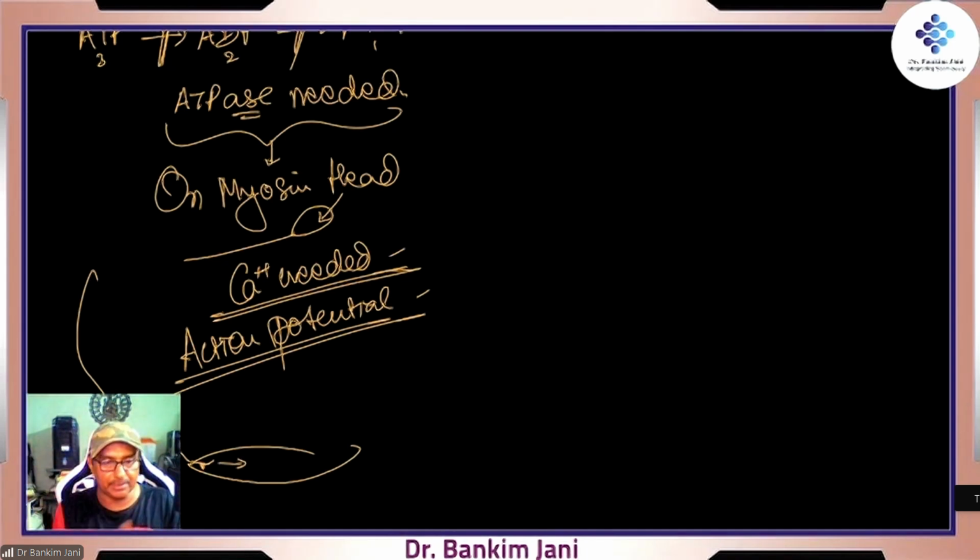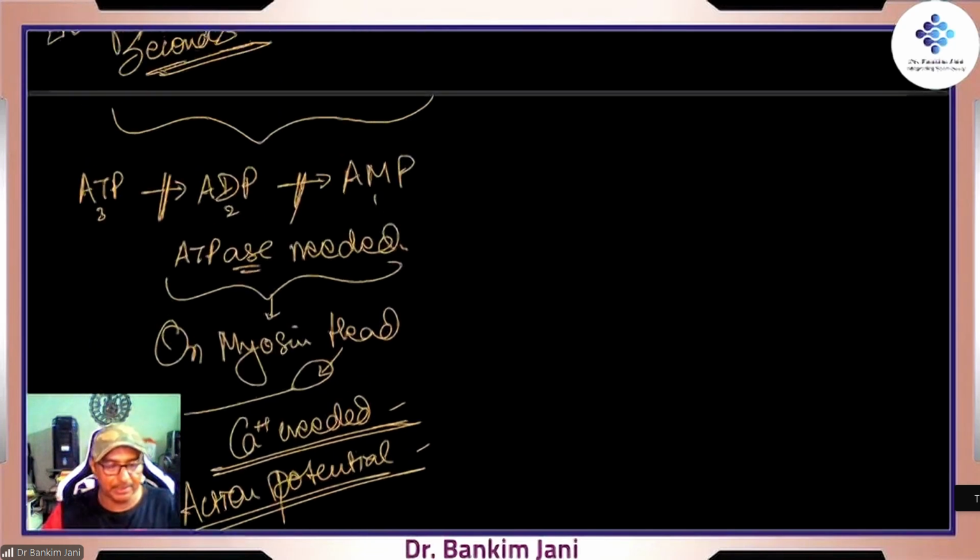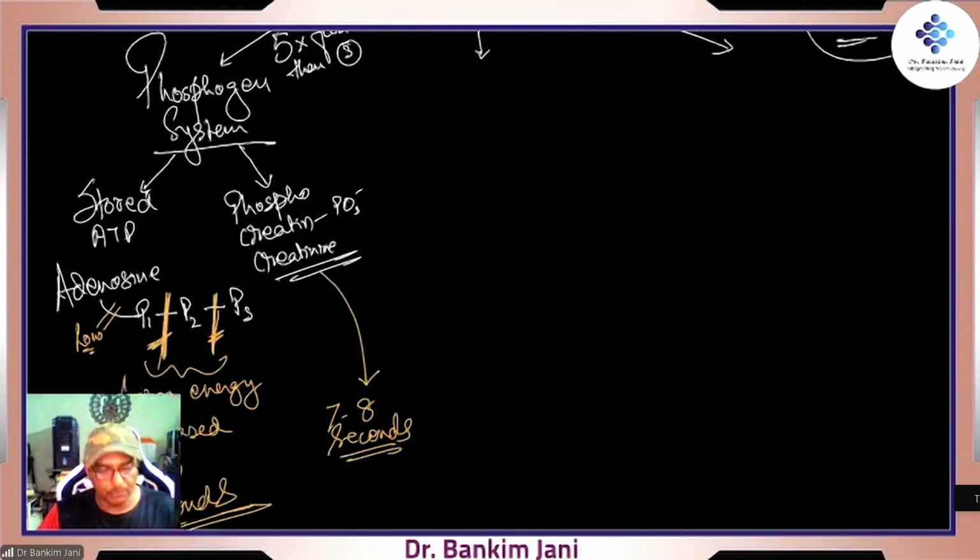Calcium is released, and that calcium will open up the myosin head. That myosin head will release the ATPase. That ATPase will break those ATP. Energy is released, and the action will start. Right? How amazing! So this is what would really happen.